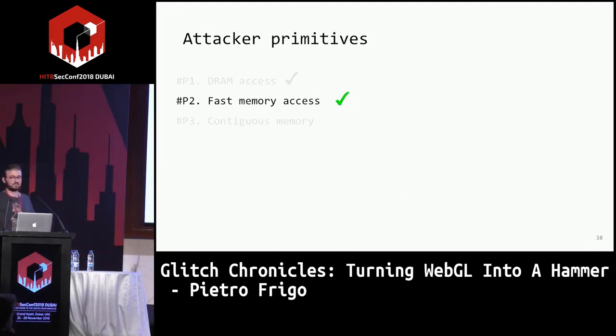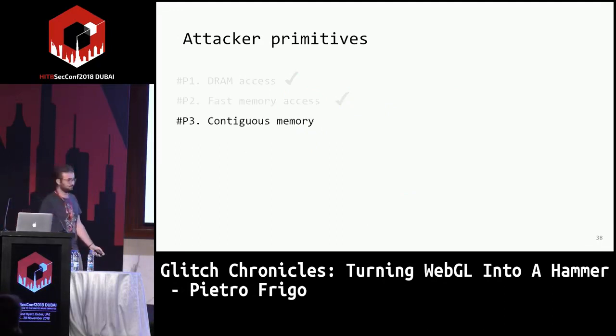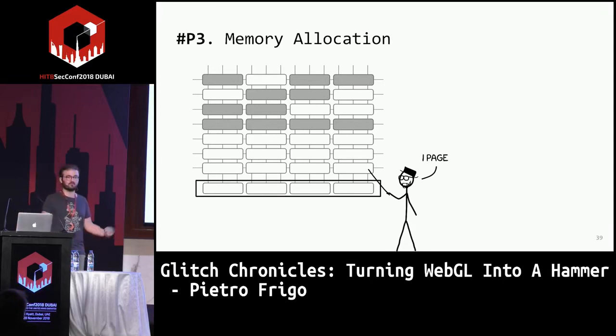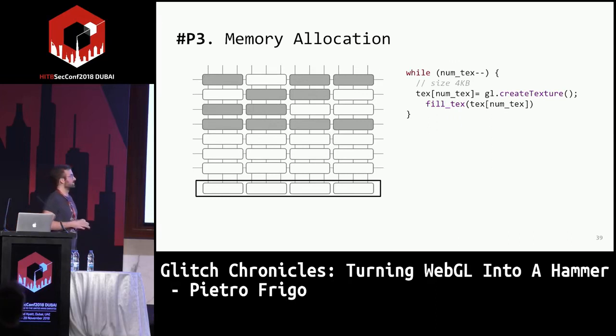Now the next step is how we get contiguous memory. For contiguous memory, as we said, usually the operating system tries to avoid fragmentation. This is again the way we represent DRAM. It's a simplified diagram, but it's quite representative. Every single one of these is one page, so these are going to be 4 kilobytes, or at least part of a page maps to that row. When you want to allocate memory, in our case textures, you basically allocate a texture with the function create texture, and then you fill it. You need to fill it because they're lazily allocated, so otherwise you won't actually allocate any memory.